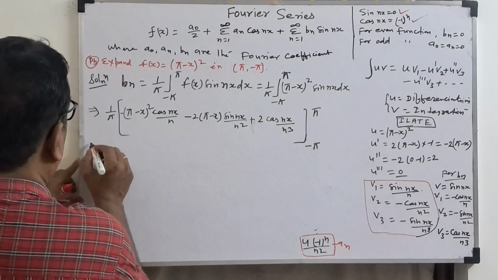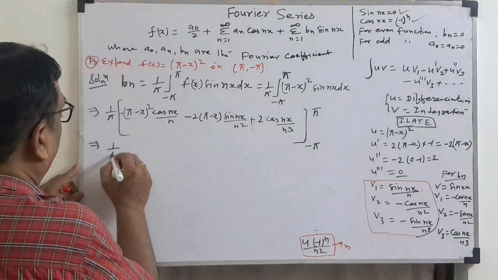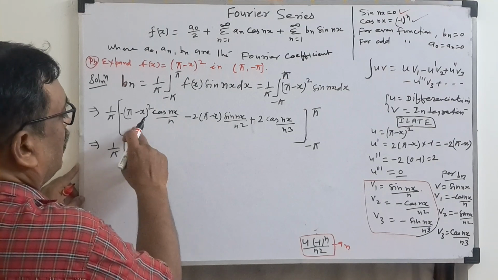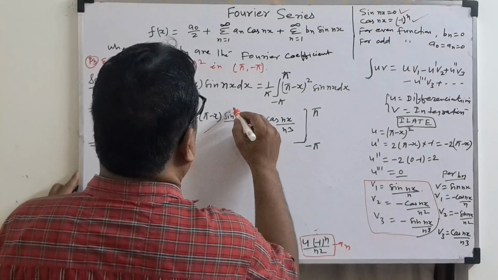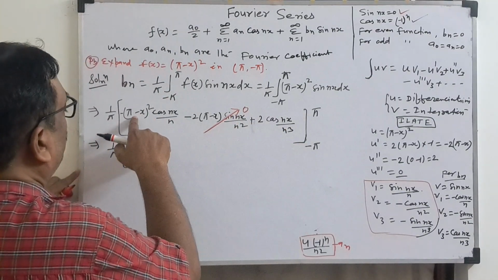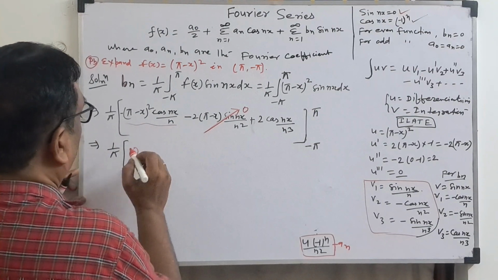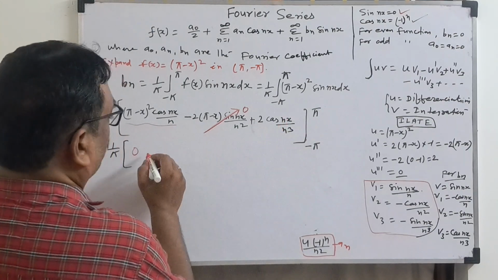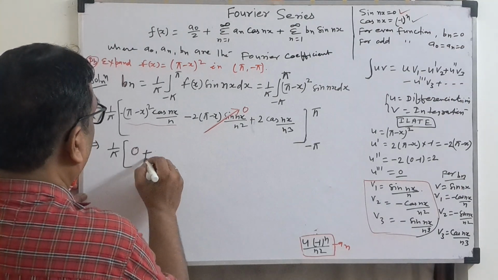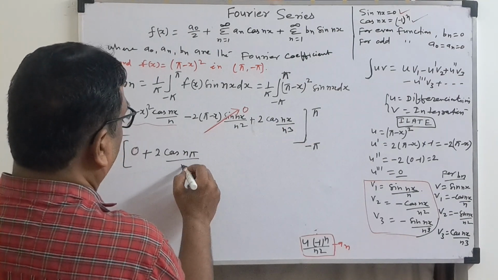Now apply the limit. So this part only you have to be careful. Mistakes come here only. So 1 by pi. Now look, if we substitute pi here, first of all the sine terms will go 0. Make it 0. No need to calculate this. Now upper limit apply. Here what will be the pi minus pi, so this term also will be 0. Then lower this here plus 2. This is 0 plus 2 cos n pi by n cube.